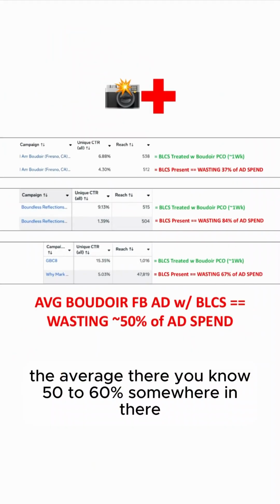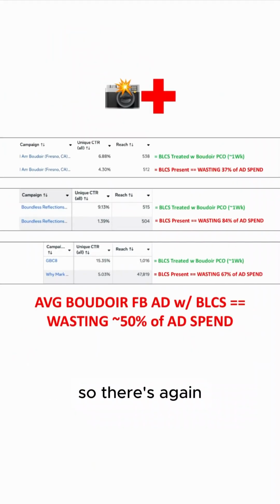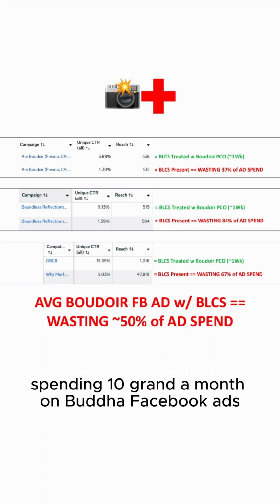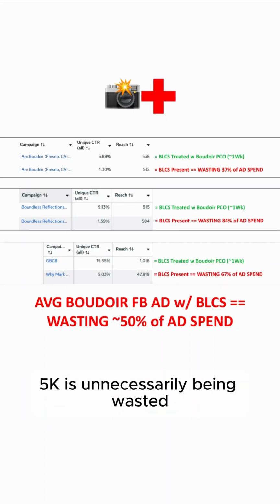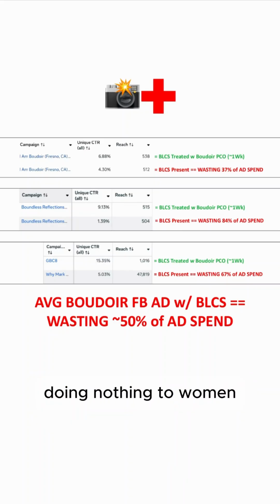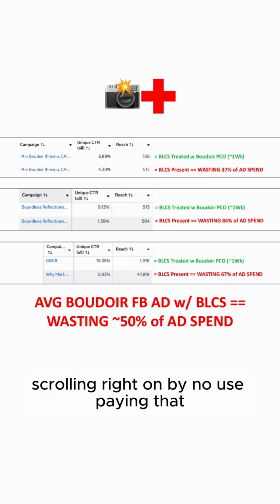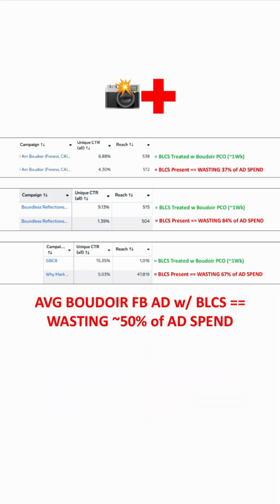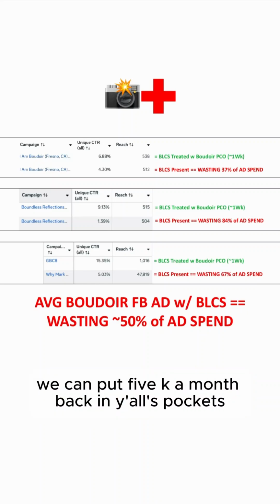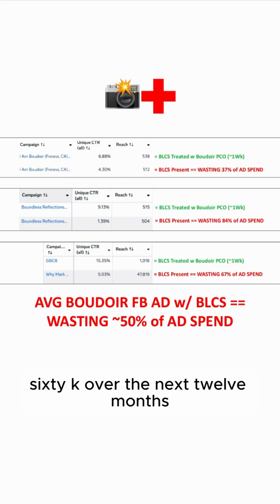So the average there, 50 to 60%, somewhere in there. Again, if you're spending 10 grand a month on boudoir Facebook ads, 5K is unnecessarily being wasted, doing nothing to women scrolling right on by. No use paying that, and by eliminating that, we could put 5K a month back in y'all's pockets, 60K over the next 12 months.